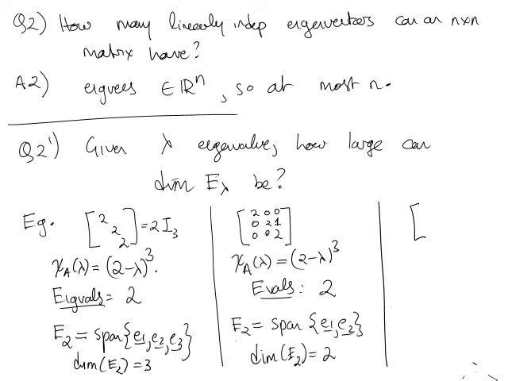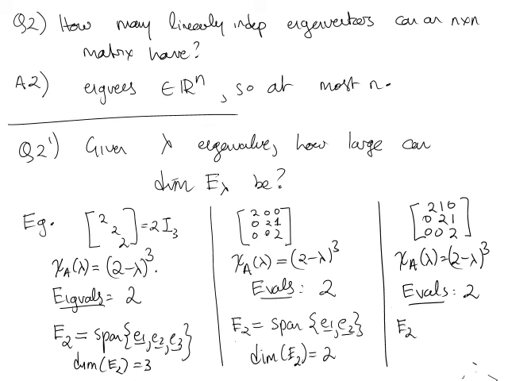And finally, you could look at this matrix that looks like this. And again, you'll find it has the same characteristic polynomial. It has the same eigenvalue, 2. But here the eigenspace has dimension 1. Okay, so the point I want to make is that eigenspaces don't always have to be one-dimensional. Here you have higher dimensional eigenspaces as well as one-dimensional. These are examples.